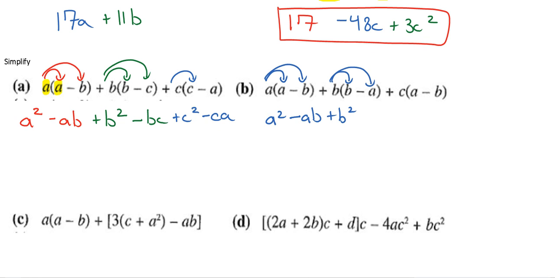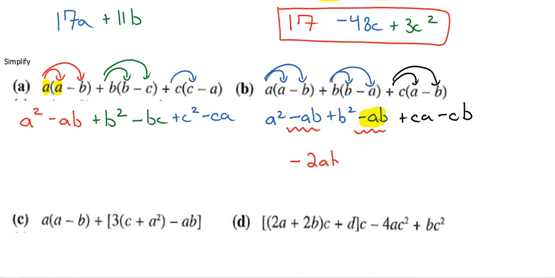B times negative a is going to be negative ab. Now this part right here, this negative ab, you could write that as negative ab or negative ba. It's the same thing. Alright, the last part is this will be positive ca minus cb. Okay. And after that, let's just collect the like terms, and I have a like term here and a like term there. So if I combine those, that's going to give me negative 2ab, and then everything else should stay the same. So this is a squared plus b squared plus ca minus cb, and that should be it.